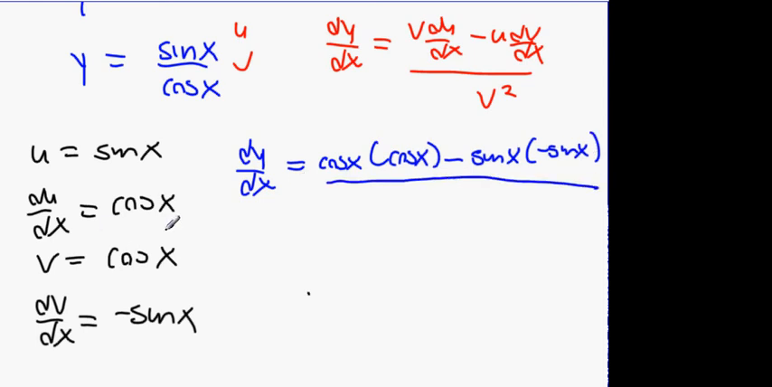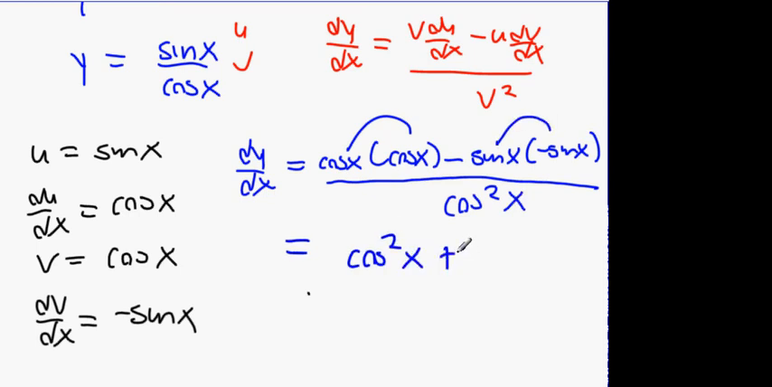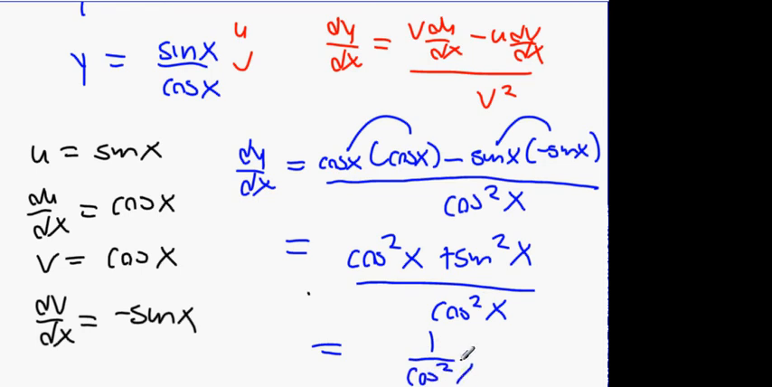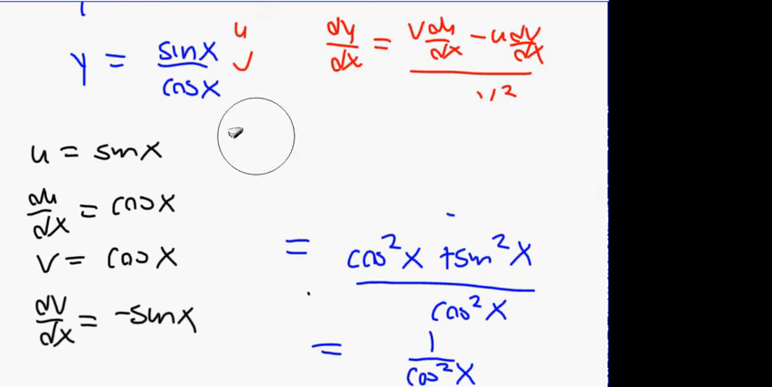And phi squared is cos squared x. Now look at this. Cos x by cos x, cos squared x. Sin x by minus sin x. Now what's cos squared x plus sin squared x? 1. It's 1 over cos squared x. Everybody happy with that? Now, if we change the question to this, okay?